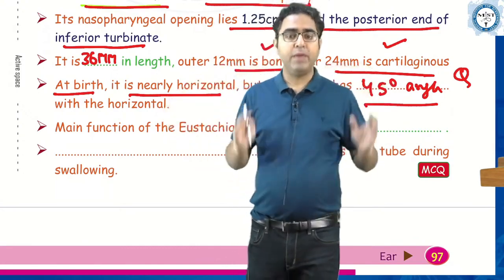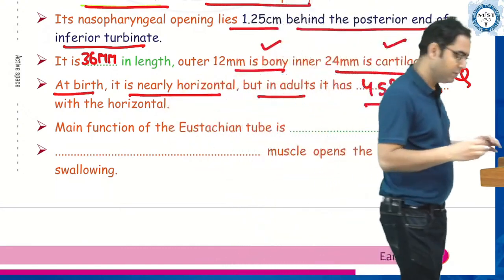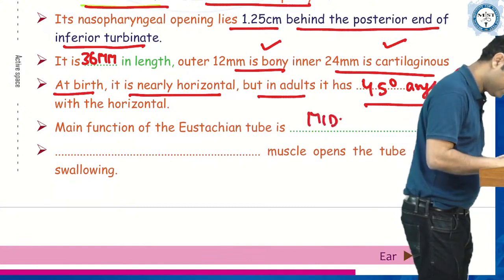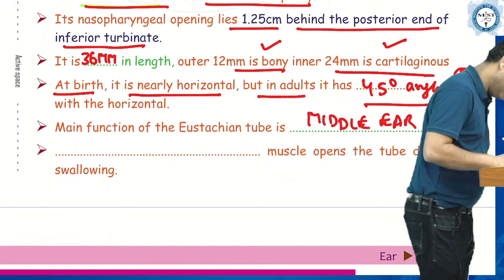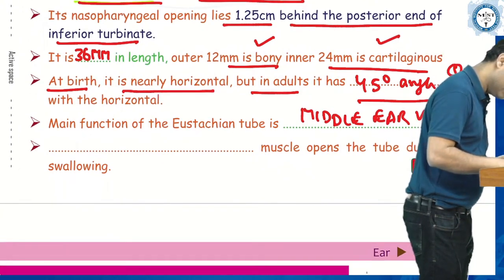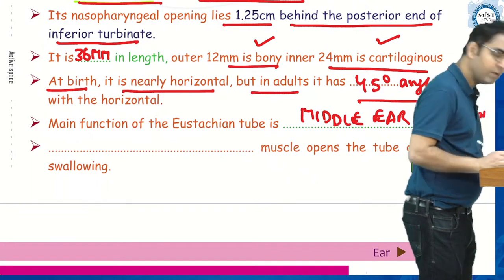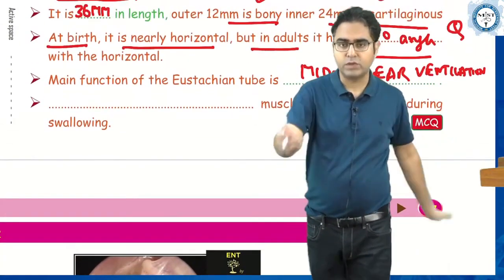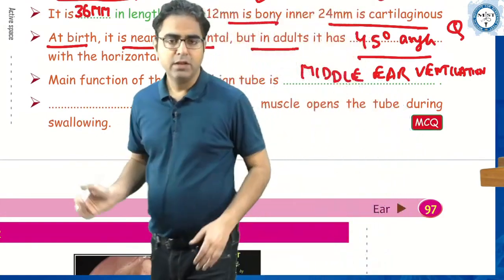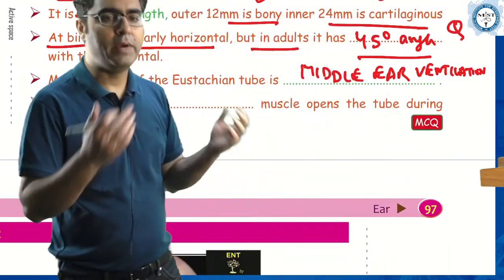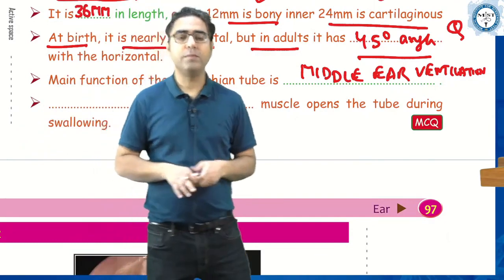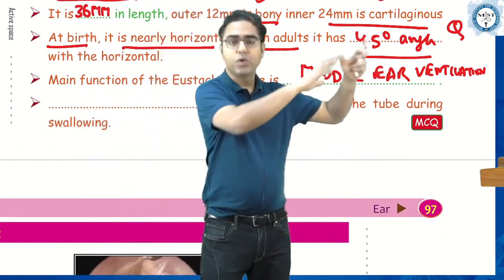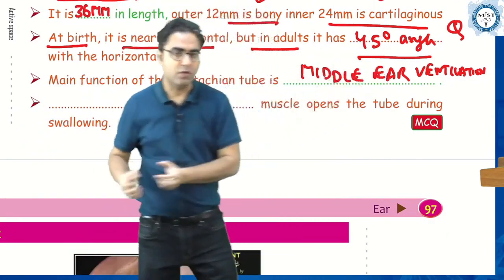The main function of the Eustachian tube is middle ear ventilation. We just wrote that it sends air to the middle ear. Also, I hope you remember, it lets the mucus of the middle ear come to the pharynx as well.